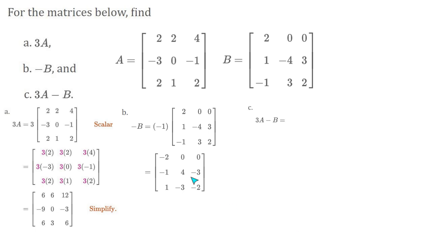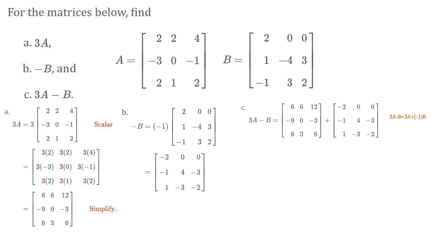And then letter C says to subtract. So in order to subtract, you want to make sure that the two matrices that you're subtracting have the same dimension. So the first one, A, has 3 rows and it has 3 columns. The B has 3 rows and 3 columns. So yes, we can go ahead and subtract them. And so for 3A, we already figured out what 3A was, right? It was down here. And we already know what B is, so we put them together. So we have 3A, that's what we got in this part. And then B is what we got here.